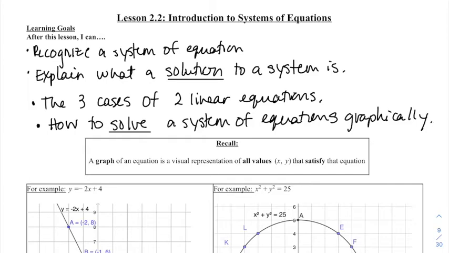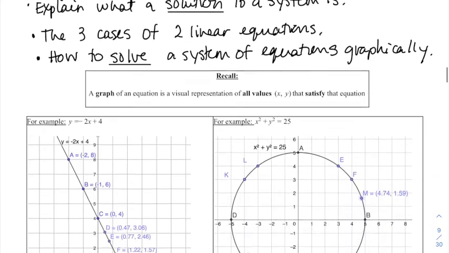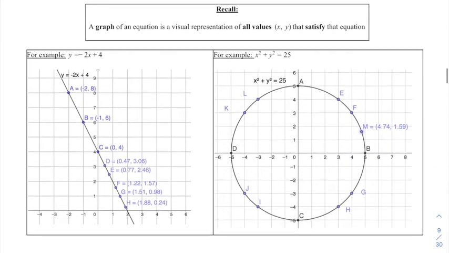And before we can solve a system of equations graphically, we need to know what a graph is. So basically, a graph is a relationship between an equation. So say, for example, y equals negative 2x plus 4. It's a relationship between the equation and the x and y values that satisfy that equation. So it's a visual representation of that.